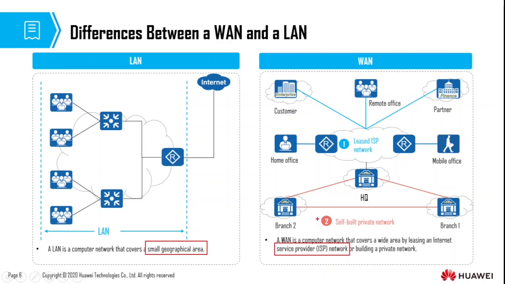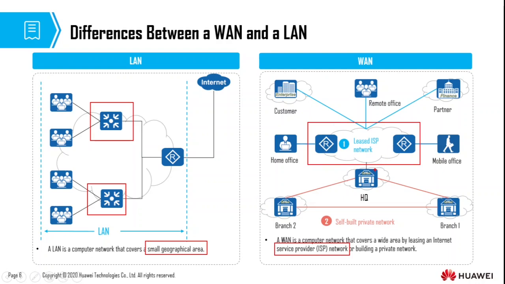Now, the other thing is that LANs normally use switches, for example, at the aggregation and the access layer. On the other hand, WANs mostly use routers. They mostly use routers and do not really use switches at any point. Again, we know that LANs belong to organizations, while, as I've mentioned earlier, WANs belong to the internet service provider.